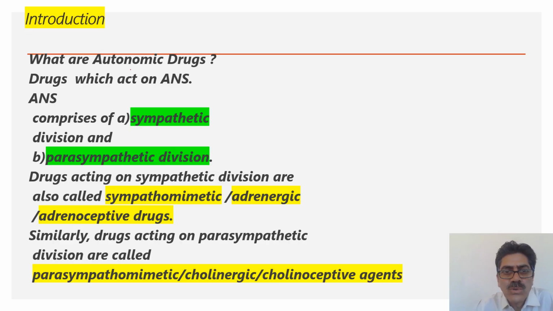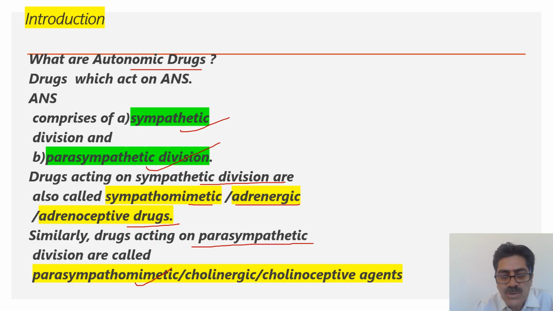Now what are autonomic drugs? Autonomic drugs means those drugs which act on the autonomic nervous system. The autonomic nervous system is divided into two basic divisions: one is the sympathetic division, the other is the parasympathetic division. This division is made on the basis of anatomy, physiology, and presence of neurotransmitters. Drugs acting on the sympathetic division are known as sympathomimetic agents, adrenergic agents, or adrenoceptive agents. Similarly, drugs acting on the parasympathetic division are known as parasympathomimetic drugs, cholinergic drugs, or cholinoceptive drugs.